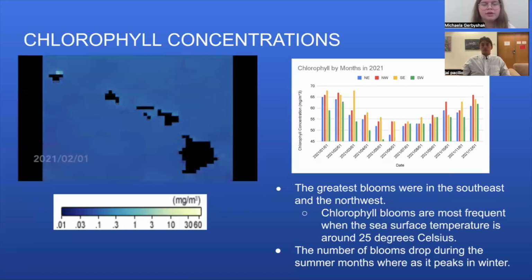This video highlights chlorophyll concentrations and the graph as well. Both are to analyze the algal blooms by months in 2021. The greatest blooms were in the southeast and the northwest. Chlorophyll blooms, for context, are most frequent when the sea surface temperature is around 25 degrees Celsius. That means if it is too warm or if it is too cold, the chlorophyll will not bloom. The number of blooms drop during the summer months where the water is too warm, whereas it'll peak in the winter when the water is just right.